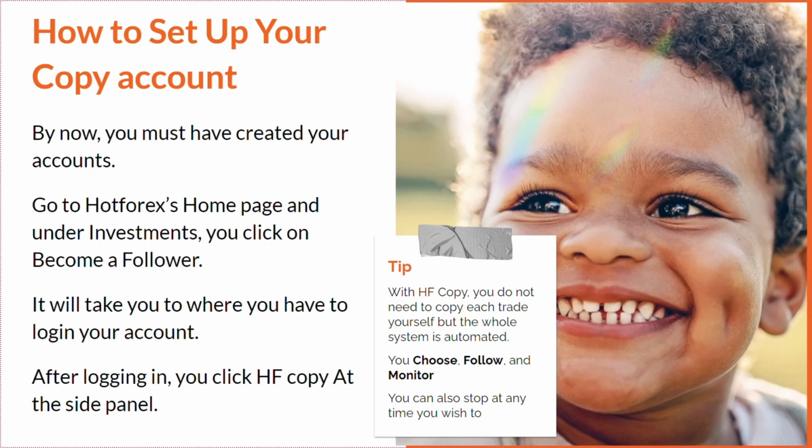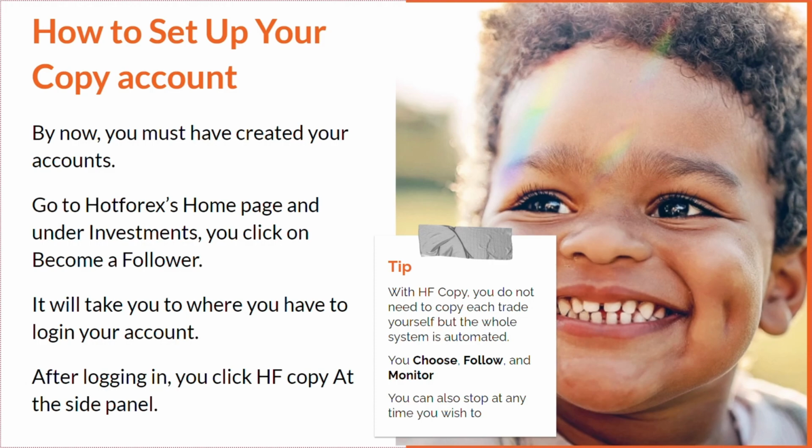Now, this is a very important aspect of this. How do you set up your copy account? If you don't set your copy accounts right, it is almost like failing without even getting started. So I'm going to show you how to set your copy accounts right.